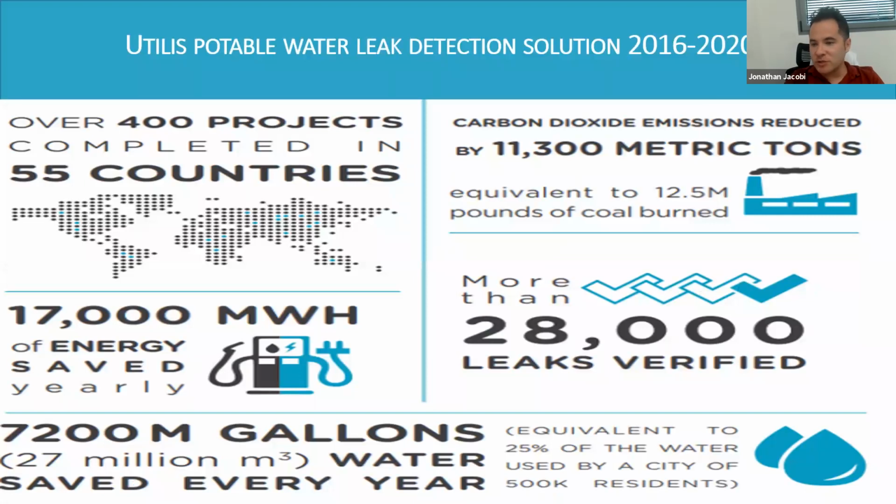So Utilis has been using this technology for leak detection. As I mentioned, the satellite orbits the Earth. We can cover every point on Earth. We've done over 400 projects in 55 countries. We verified, using our technology and obviously local teams, more than 28,000 leaks. We're looking at close to 35,000 as I speak today in April 2021.